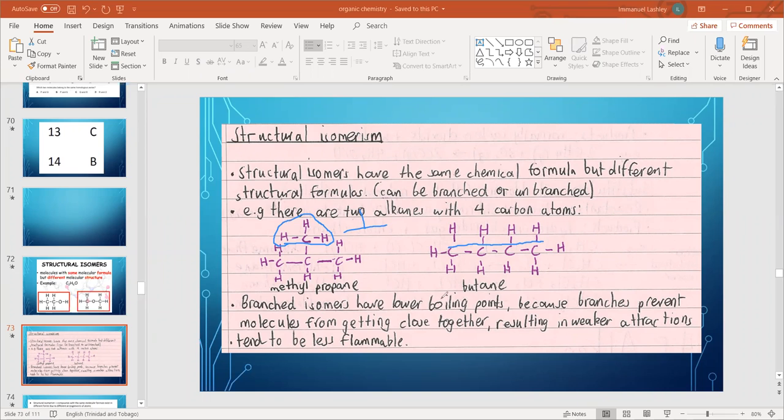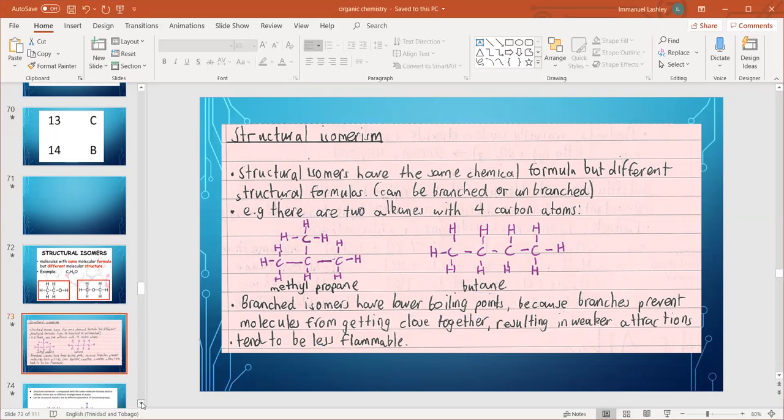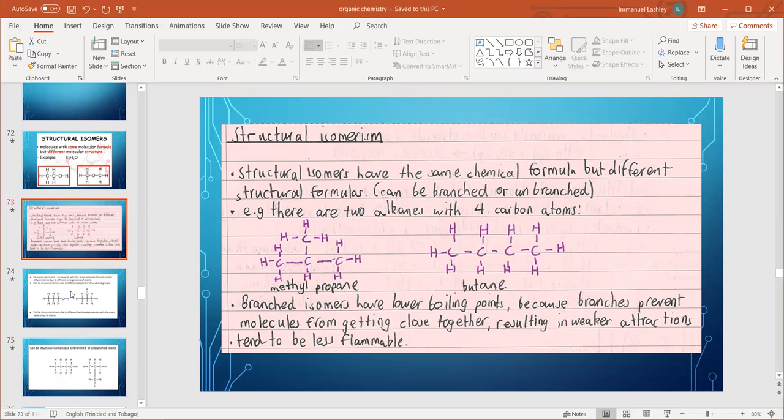Branched isomers have lower boiling points, and this is because branches prevent the molecules from getting close together, resulting in weaker attractions, and they tend to be less flammable. All right, so they have lower boiling points because the branches prevent the molecules from getting closer together. All right. So far, I trust that this is making sense, guys, and you're understanding.